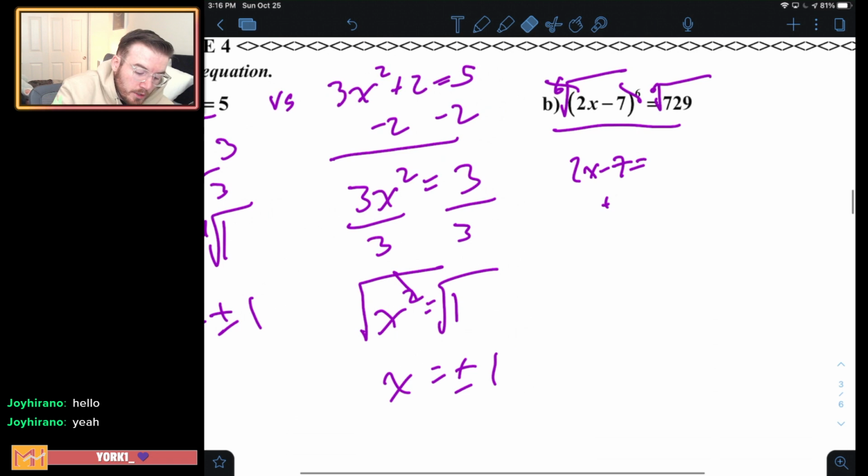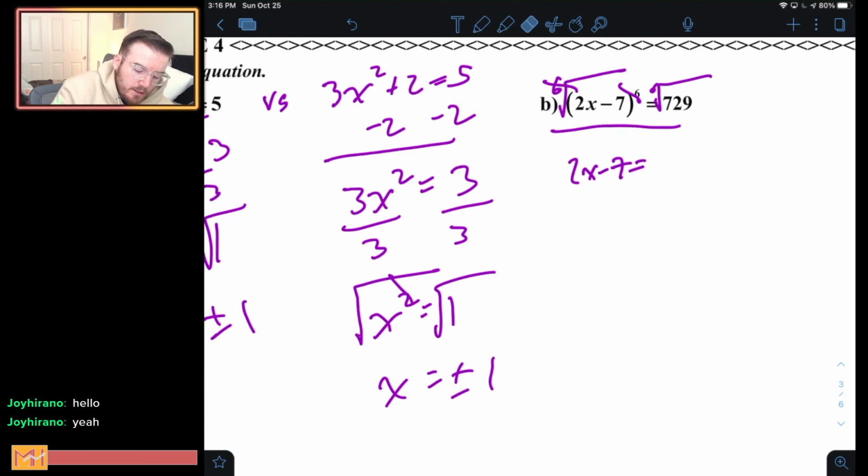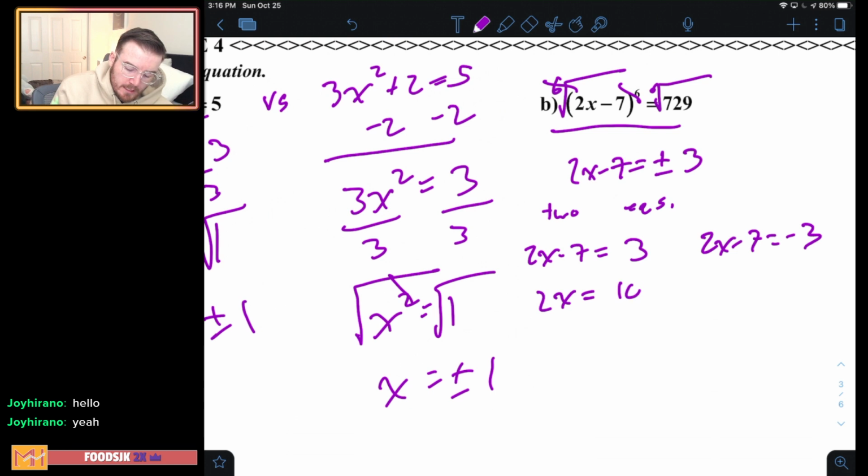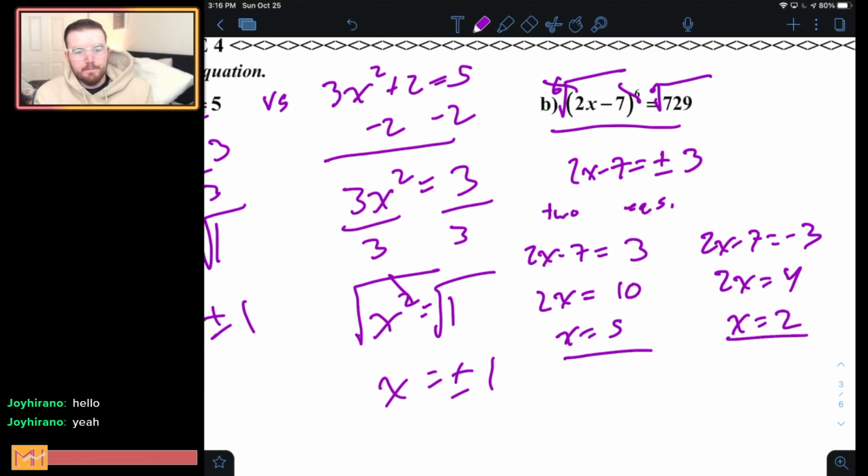When we take the root, sorry. When we take the root of something, it's always plus or minus. That's right. So we have two equations. 2x minus 7 equals 3, and 2x minus 7 equals negative 3. So we end up with 5. Add the 7, you get 4. Divide the 2, you get 2. And 2.